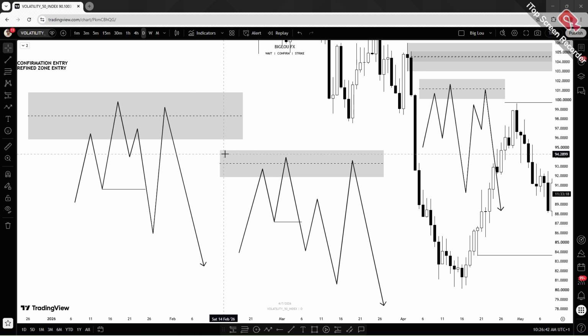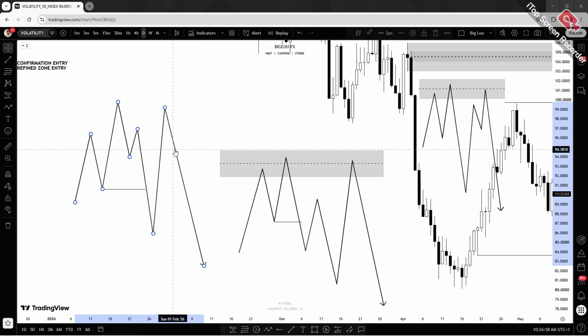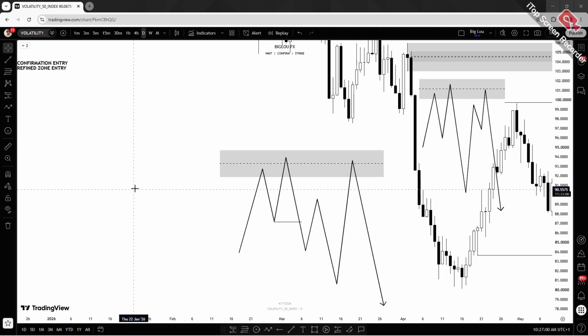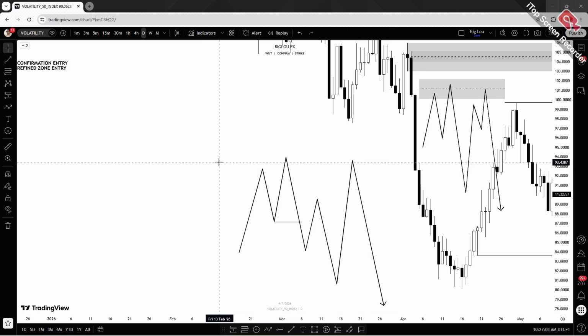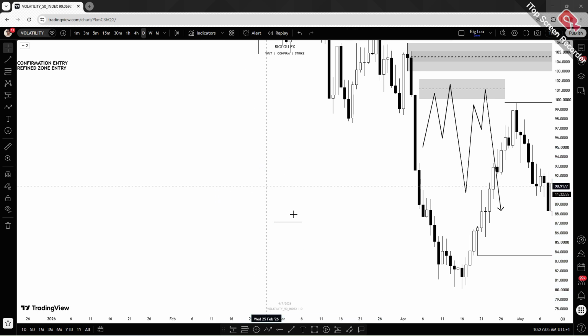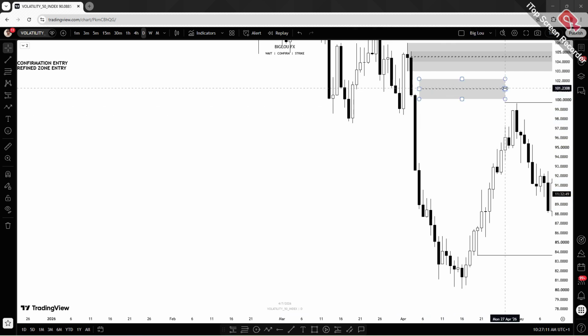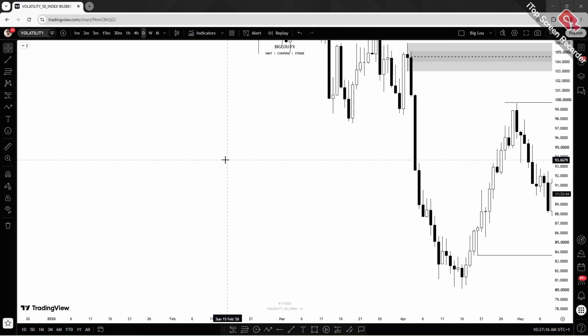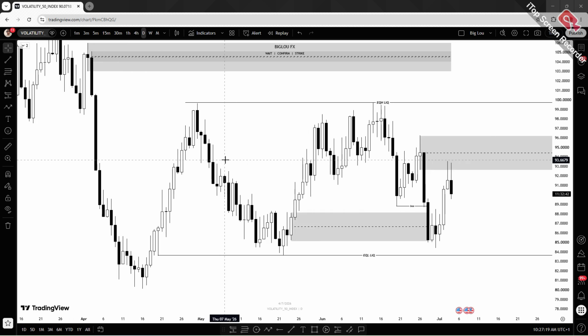In a valid zone, what is a valid zone? A zone that broke structure. A valid supply zone, a valid demand zone. All right, I want to delete all this because I want us to go to the charts now. Let's look at it in the market. So that is for confirmation. I've given all the three types of confirmation. I'm also going to talk about refined entry.